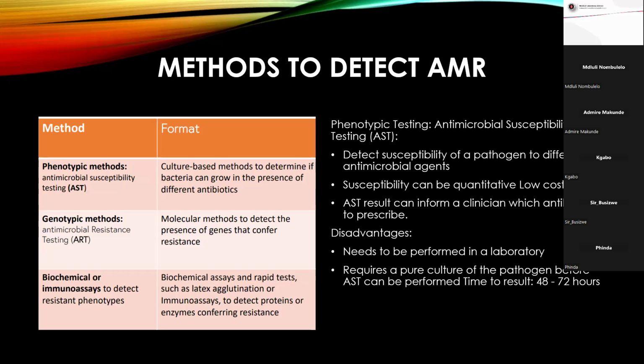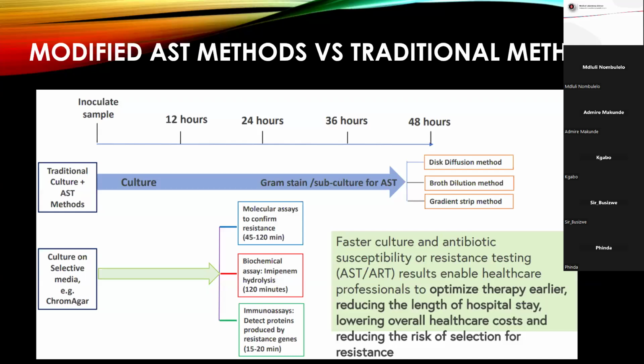But phenotypic is usually the one which guides treatment and is routinely done. Genotypic is usually done for surveillance, to see the spread of certain bacteria, and also for knowledge, to understand the type of mechanism, like the type of genes which cause the resistance, but not to guide treatment or to check whether treatment has responded well or not.